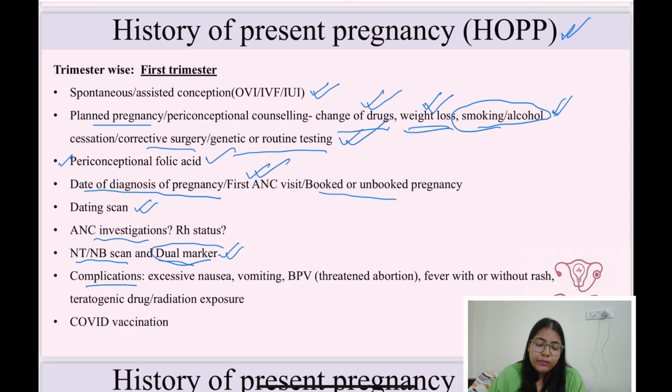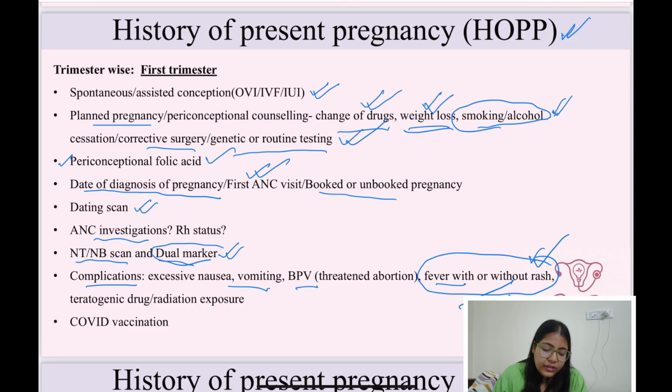Okay, and you should be asking about any complications of first trimester like excessive nausea or vomiting, if there was any bleeding PV which may indicate abortion or threatened abortion, if there was any fever with or without rash. Why? Because there may be some TORCH infection which may transmit and lead to congenital anomalies. So it is very important to take history of fever also in first trimester, because the organogenesis is in first trimester. Okay. If there is exposure to any teratogenic drug or radiation exposure, and history of COVID vaccination you can take here or in personal history.